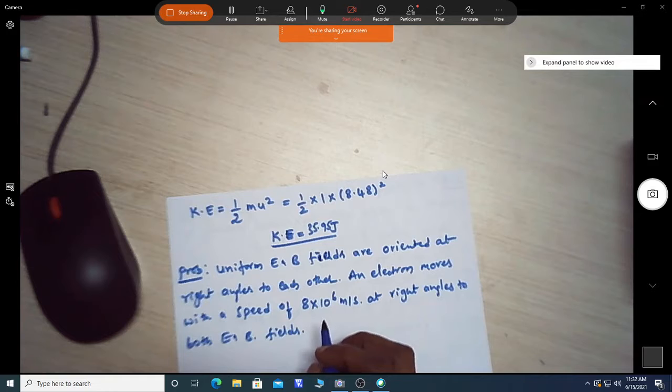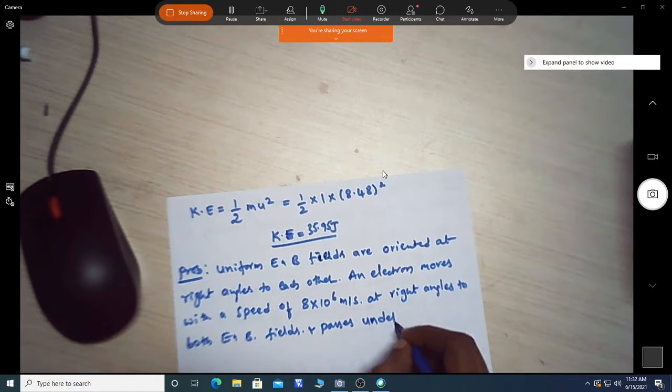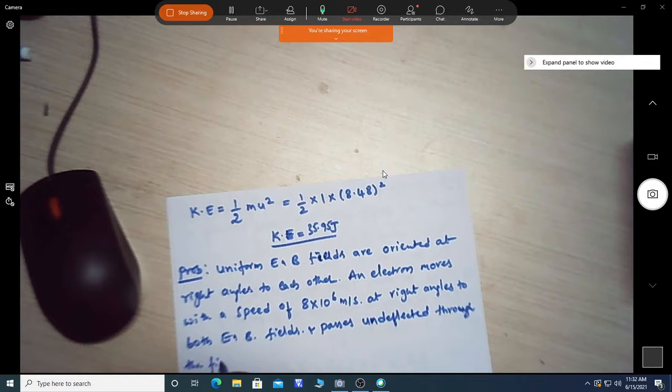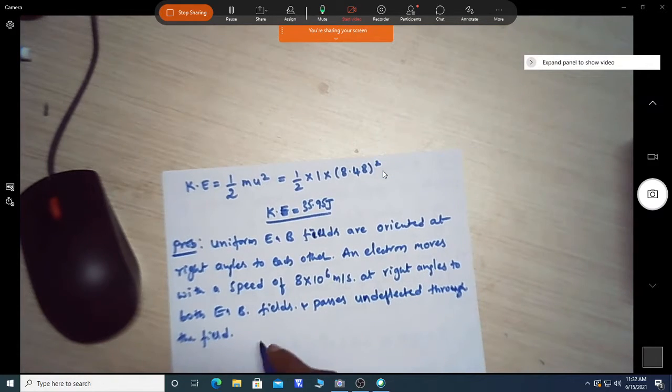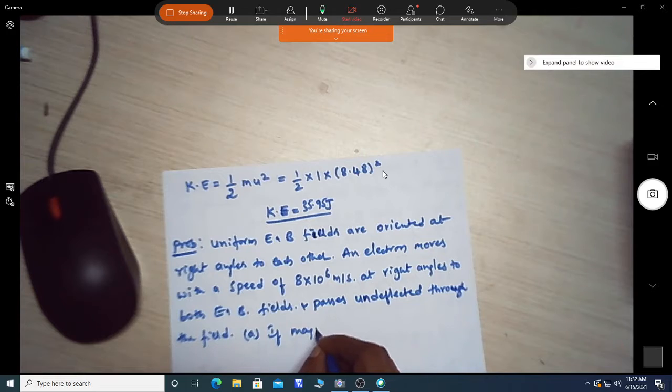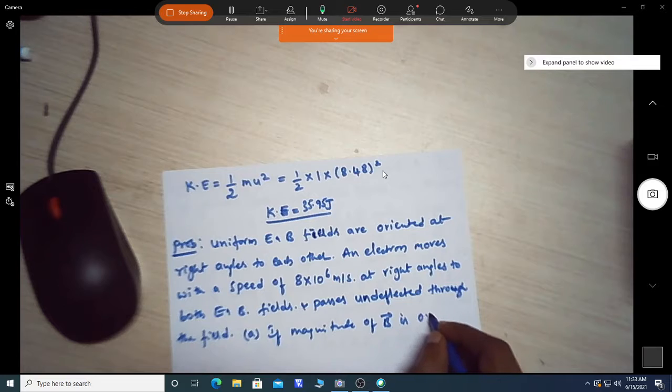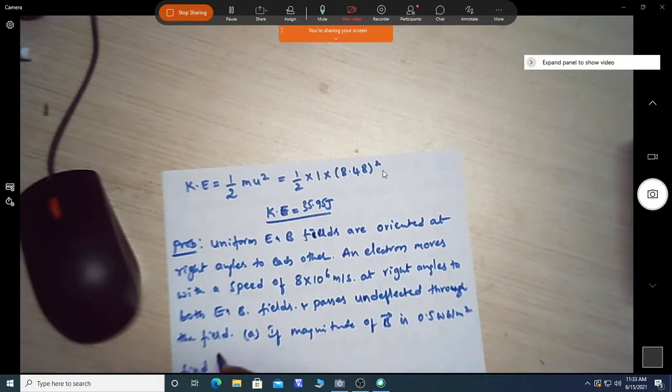Okay, and passes undeflected through the field. So first we have to find out, if the magnitude of B is 0.5 Weber per meter square, the value of E.